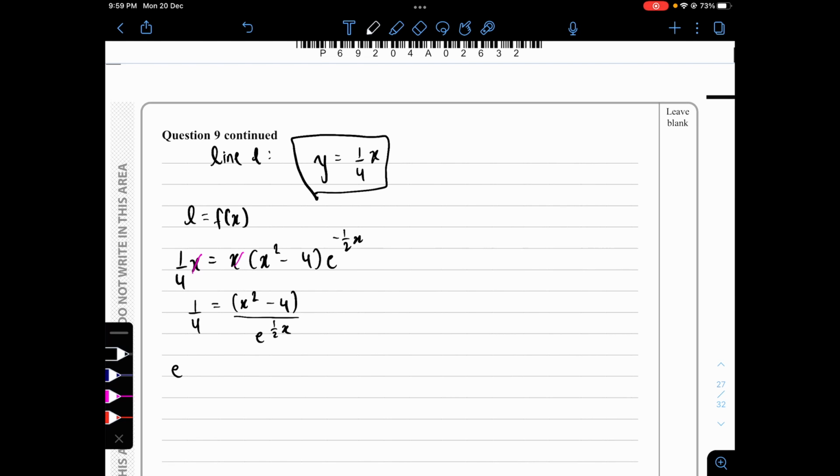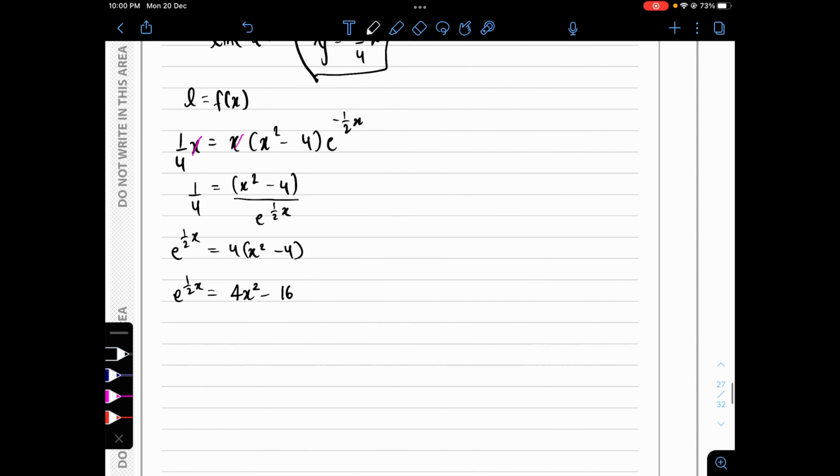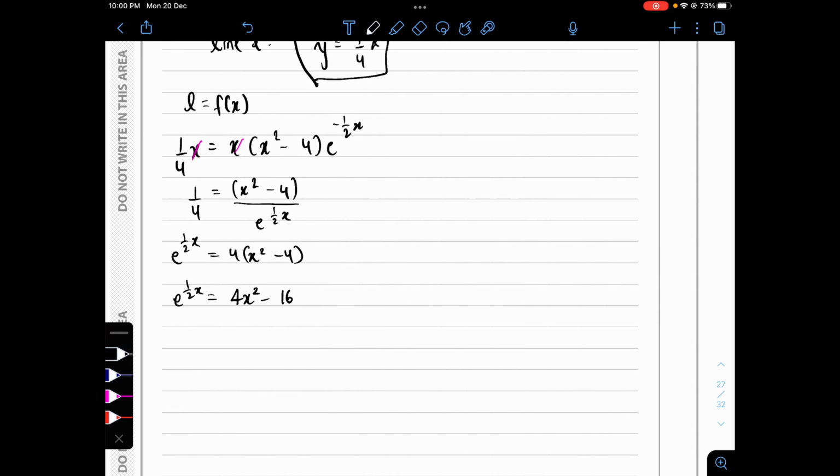This will now be e to the power of a half x. With the 4 to the other side, it becomes 4x squared minus 4. So e to the power of a half x is equal to, let's expand the brackets, 4x squared minus 16. Now all we have to do is make x the subject.